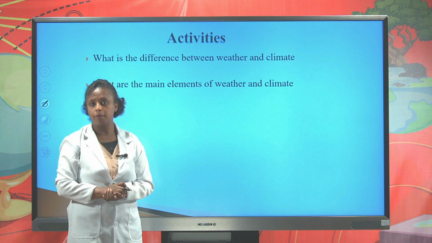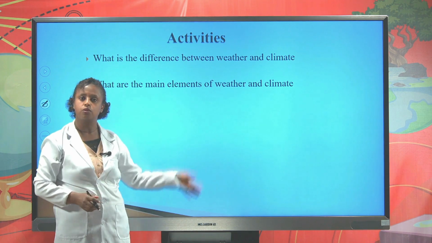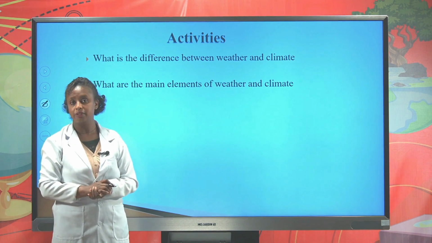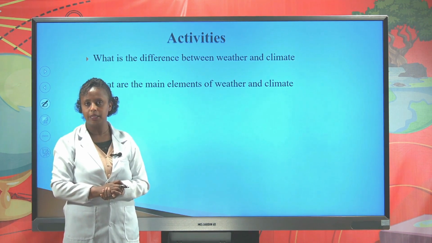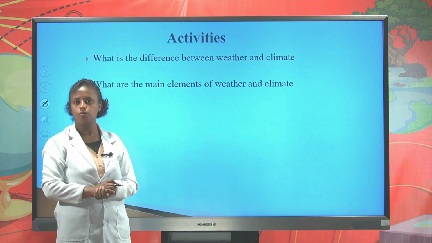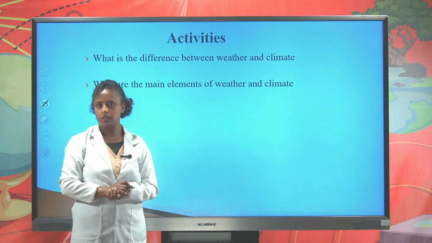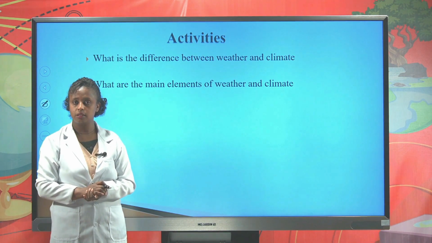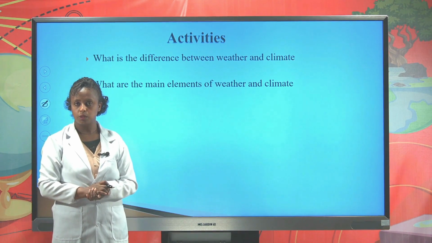Students, now it's time to perform some activities based on the above lesson. The first question says, what is the difference between weather and climate? The second question says, what are the main elements of weather and climate? Students, are you ready to perform these activities? Good.